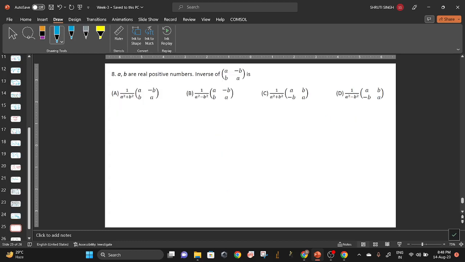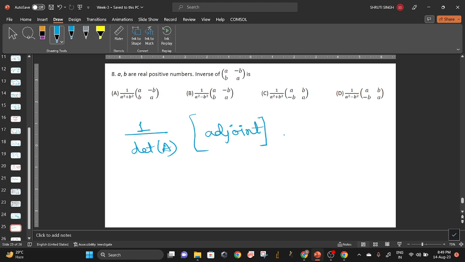A and B are real positive numbers. The inverse of the matrix A, minus B, B, A is? How do we find the inverse of a matrix? That is a long method, ma'am. We have to take the adjoint matrix, then divide the adjoint matrix by the determinant, which takes longer. So we can simply multiply those two matrices with all the options, and if the product is 1, then we will see it is the inverse.